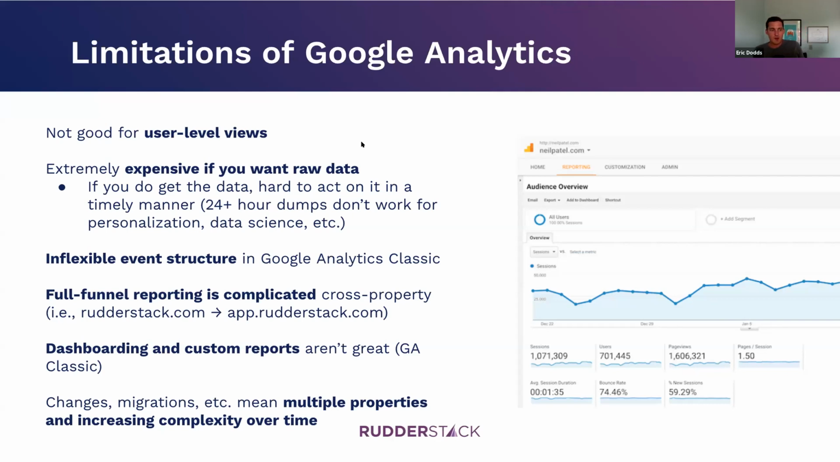And then full funnel reporting is complicated cross-property, and cross-property applies both to Google Analytics properties, but also technical properties. So for example, we have RudderStack.com, which is our marketing site, and we have app.rudderstack.com, which is our actual app that users log into. Having all of that data in one Google Analytics property gets really noisy, but if you separate them, you're looking at different reports for different parts of the funnel. And so it just creates challenges, and it's pretty hard to keep clean.